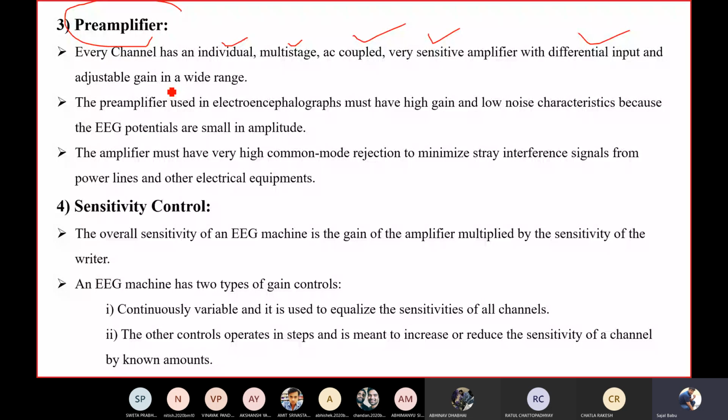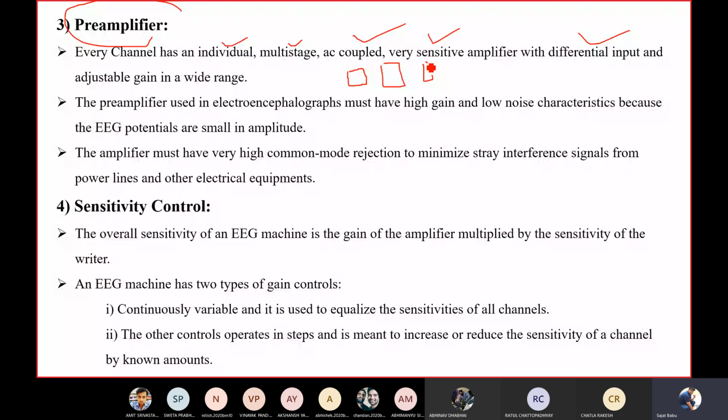If you are using a single amplifier, this is my single amplifier. If I am using multiple amplifiers, one, two, three, four, you may connect them in parallel or cascade. Cascade means series. That means this will be the input, and the output of one amplifier will be given to the other amplifier, and the output of the second amplifier will be given to the third amplifier, then the output of the third amplifier will be given to the fourth amplifier, and then the final output will be given to our system.